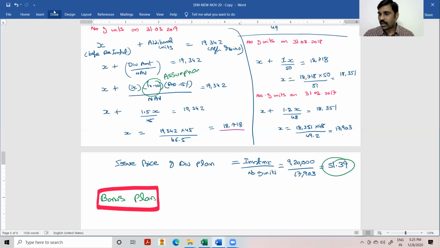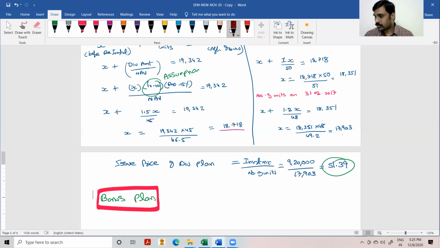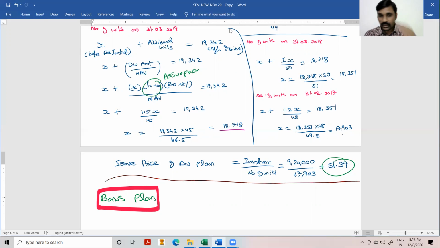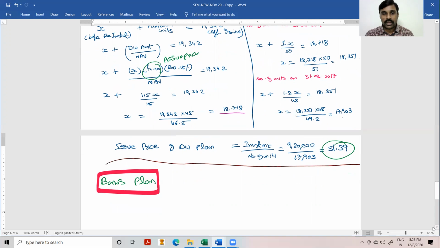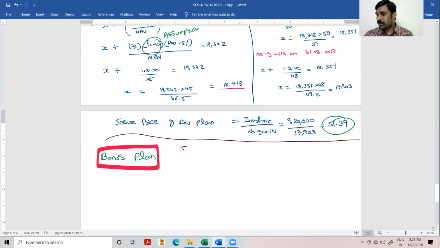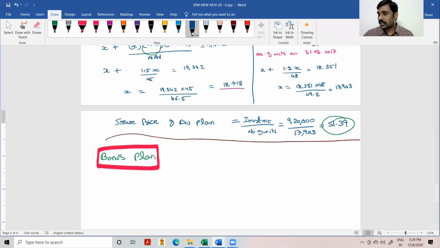What is the investment for the bonus plan? The investment amount for the bonus plan is 10 lakhs, and the profit is 6.4%. They have given, look at this.